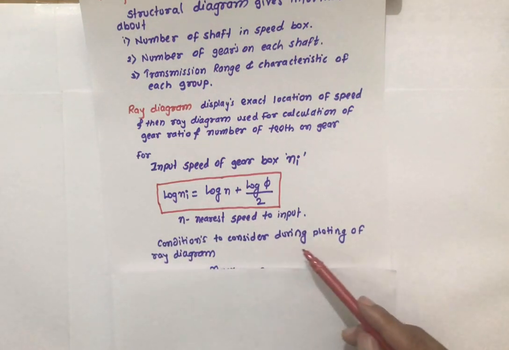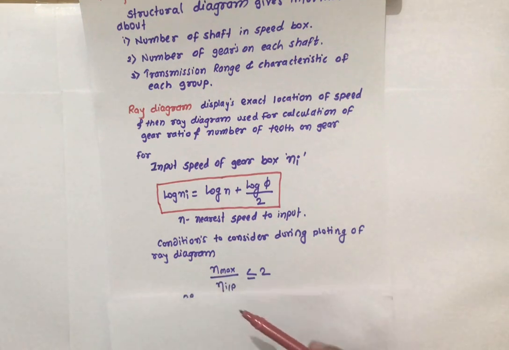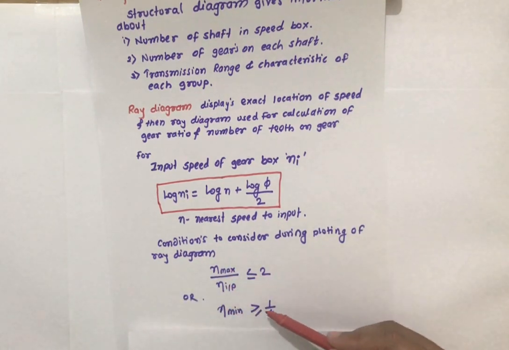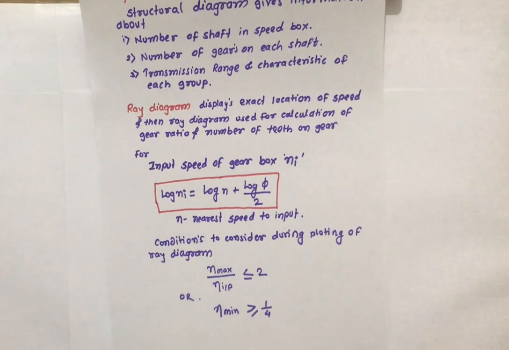The condition to be considered while plotting the ray diagram is n max upon n input less than or equal to 2, or n min is greater than or equal to 1 by 4, that is 0.25. This is your ray diagram.